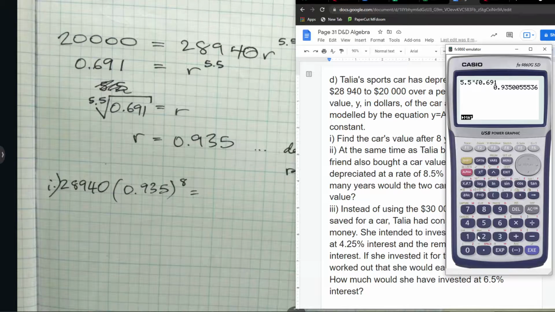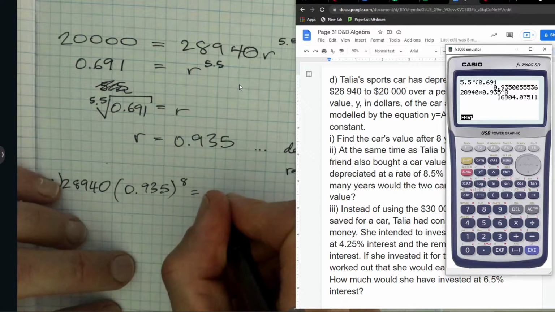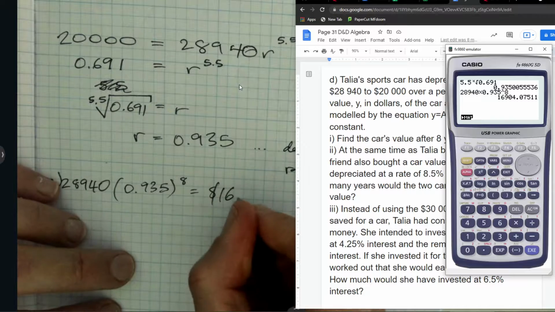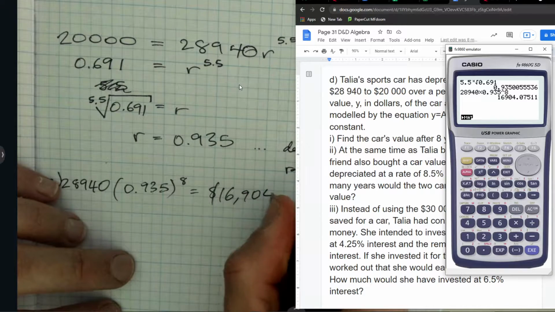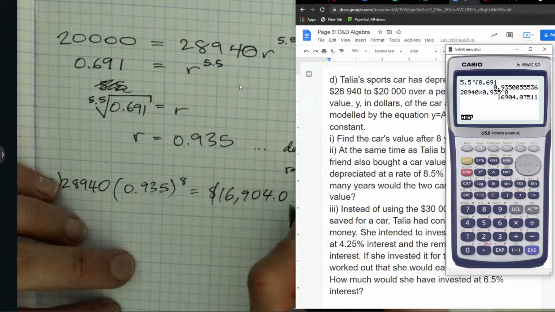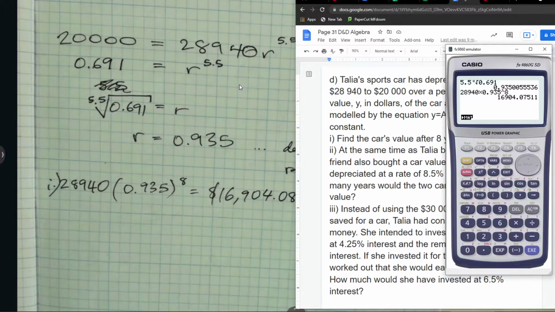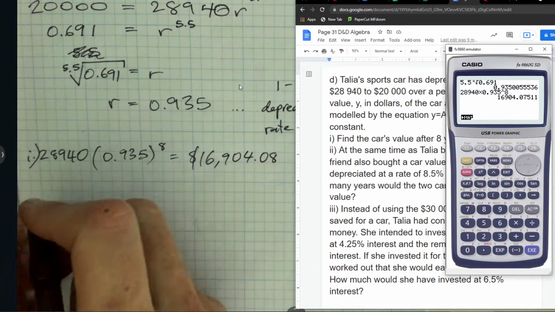This question is a little bit... 28,940 times 0.935 to the power of 8. Yep, seems about right. 16,904. Make sure it's in dollars. Sweet. Okay, cool. Next question.